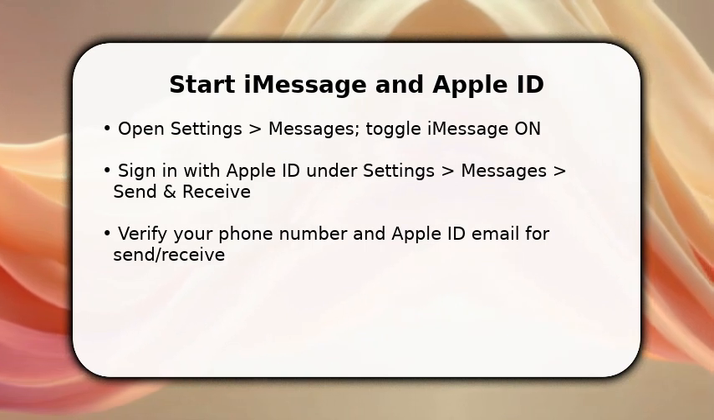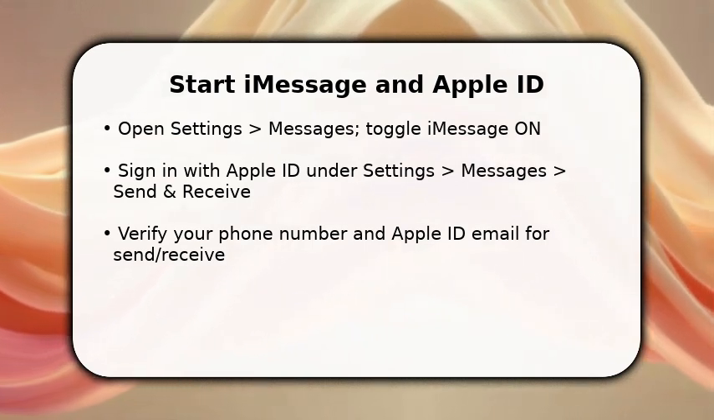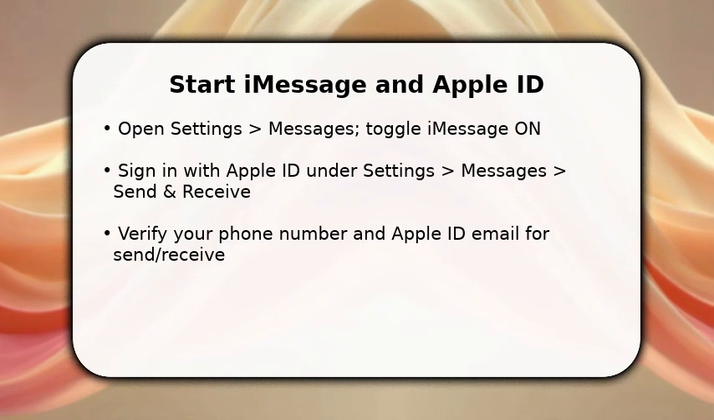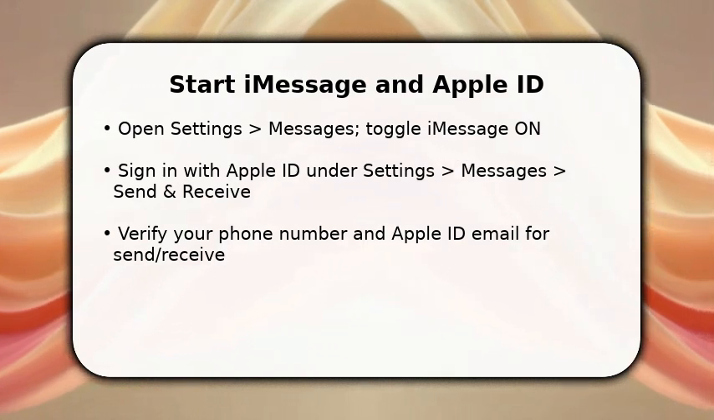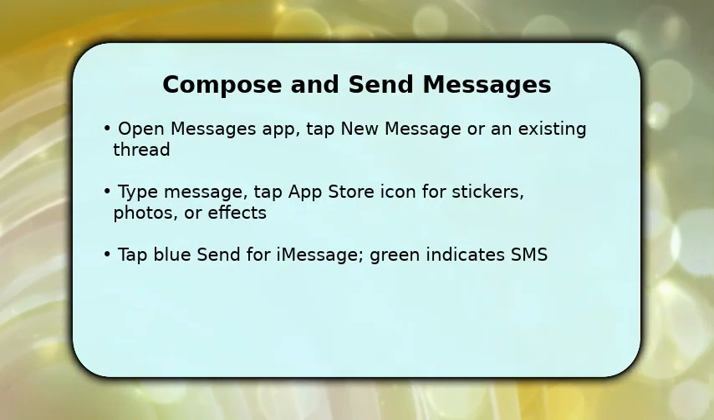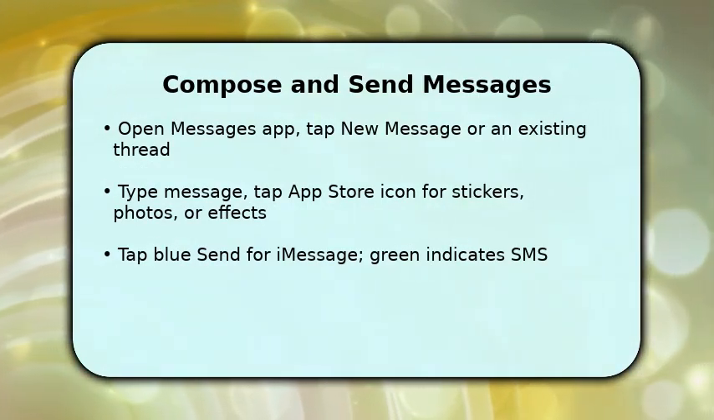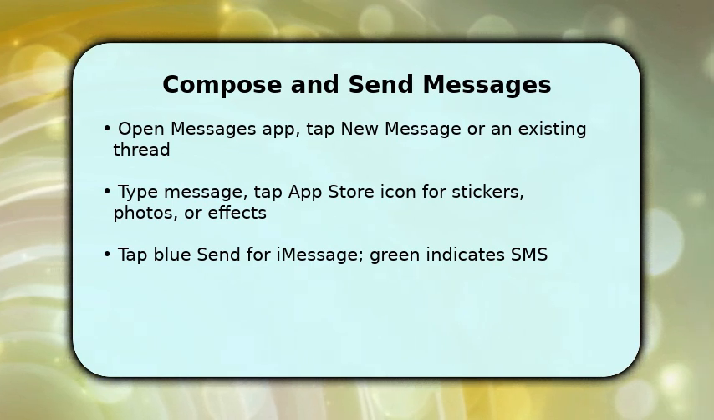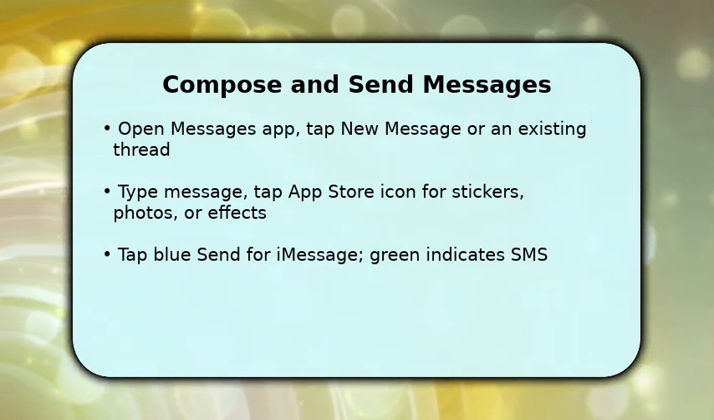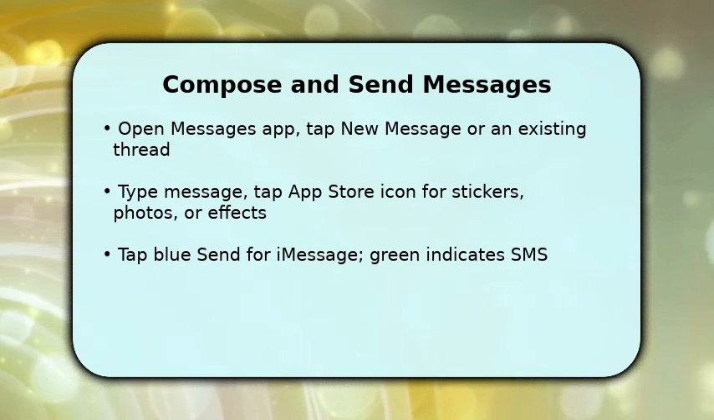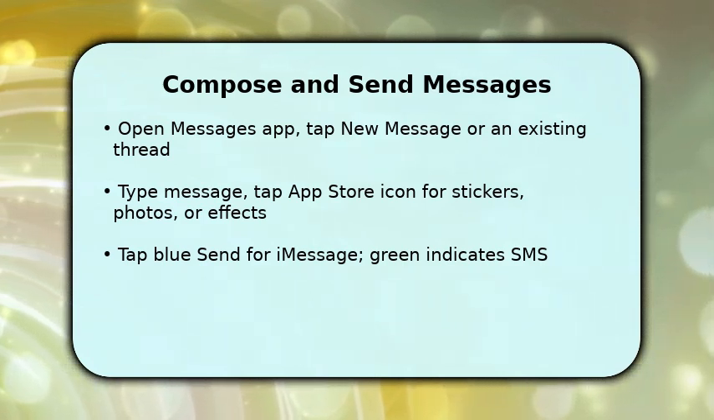Make sure cellular or Wi-Fi is active. Without connectivity, iMessage shows as not delivered and reverts to SMS. You now compose a message. Open Messages and tap the new message icon or an existing thread. Type the recipient's name, number, or Apple ID. iMessage shows blue bubbles for delivery over Apple's network.